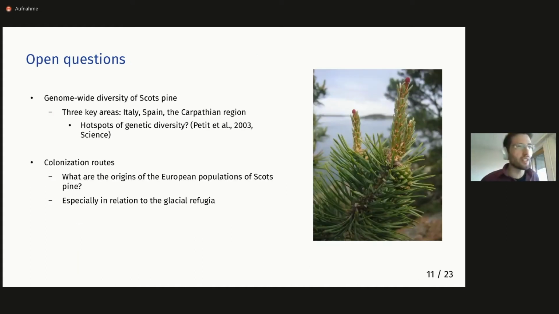And so basically, this is where we try to fit in. We're looking at the genome-wide genetic diversity of Scots pine, specifically looking also into these glacial refuge areas in Italy, Spain, and the Carpathians. We're trying to look at where the hotspots of genetic diversity are, and using patterns of genetic variation across Europe, we try to also identify the colonization routes. So basically, what are the origins of the different European populations of Scots pine, and especially we try to put them in relation to these glacial refuges.